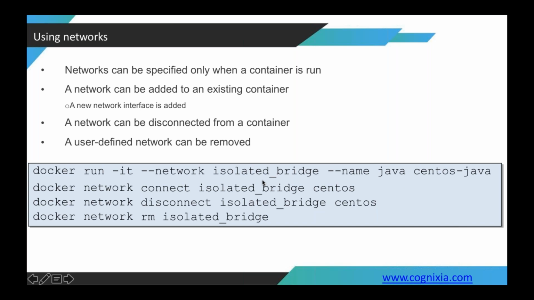Okay. And then you can use the docker network connect command to connect to this container, which has been launched inside the separate networking. Okay. And you can delete the network using the docker network rm command. Okay.